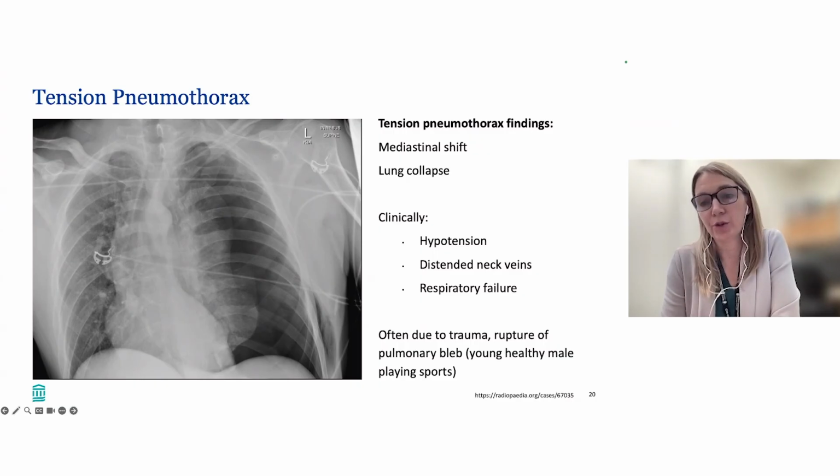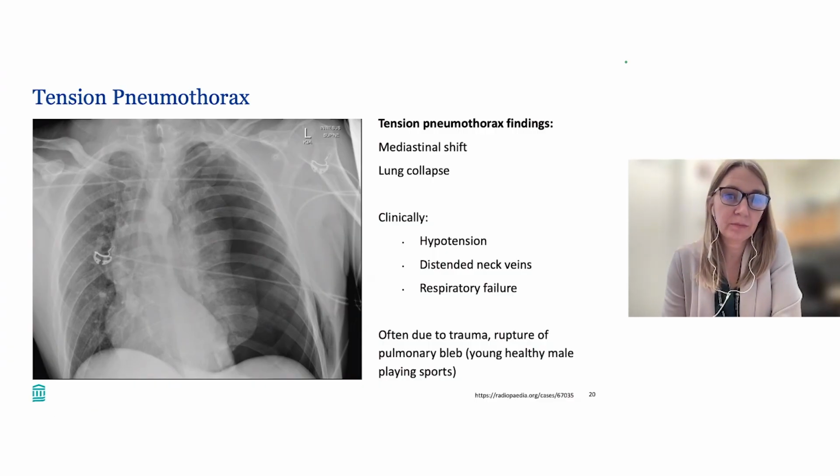The classic case you will be presented with for spontaneous tension pneumothorax involves a young, healthy athlete, often male, who develops acute dyspnea and chest pain while playing sports. And in this chest X-ray, you can clearly see the large pneumothorax, the collapsed lung, and the tracheal deviation away from the affected side.